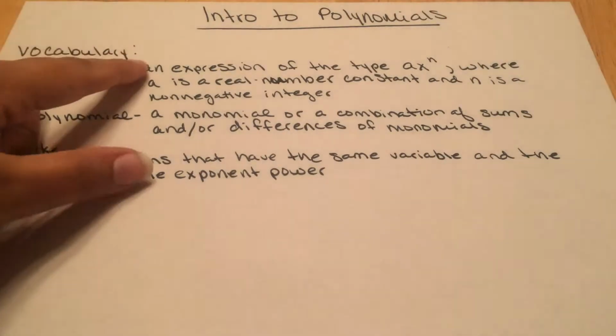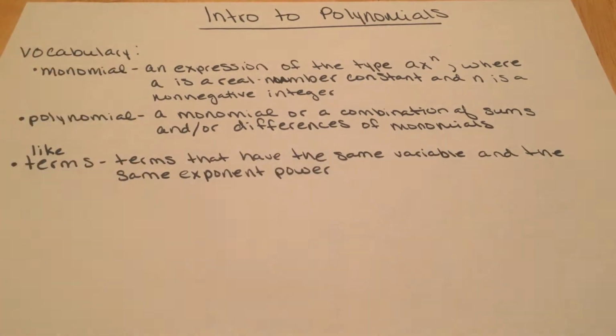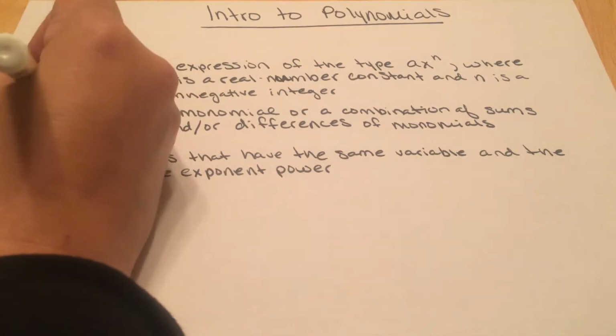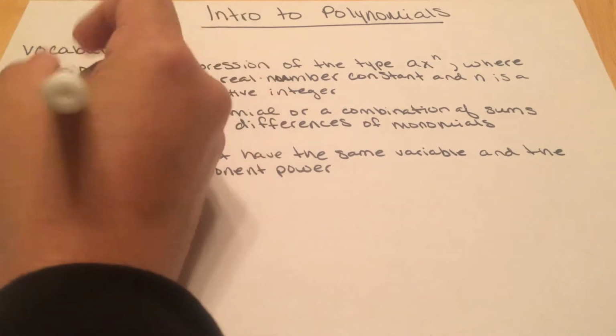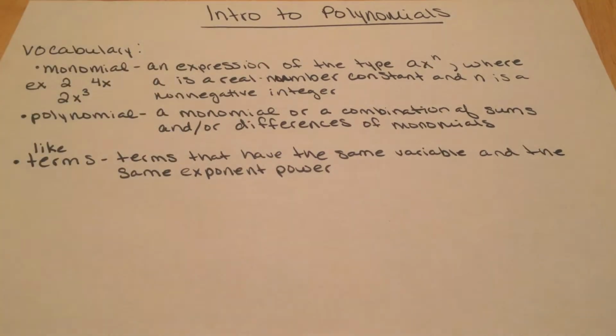We also need to know that a monomial, mono meaning one, is an expression of the type a x to the nth power, where a is a real number, a constant, and n is a non-negative integer. What? Basically, it's a number, it's a variable, or it's a combination of a number and a variable. So examples of monomials would be something like 2, 4x, or 2x to the third power. Any of those would be considered monomials.